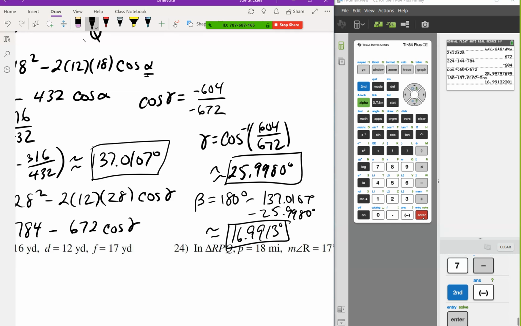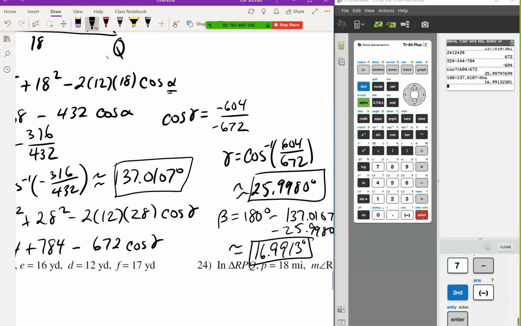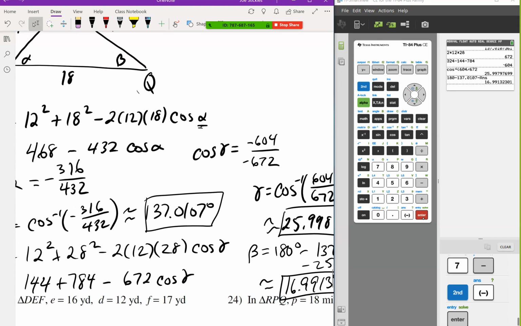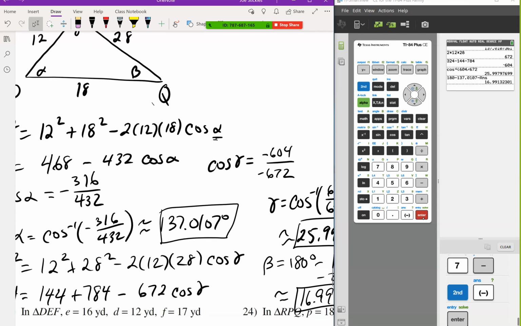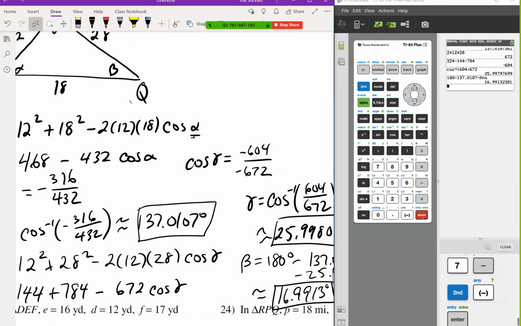And again, those angles match up with the lengths of the sides, right? The smallest side was 12, the one across from the angle I called beta, and so I have the smallest angle there. So all those things match up.